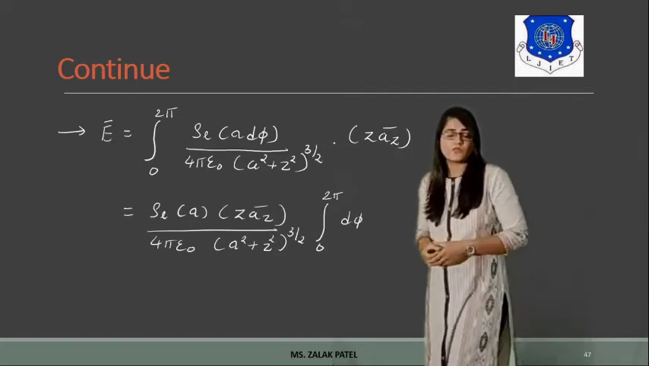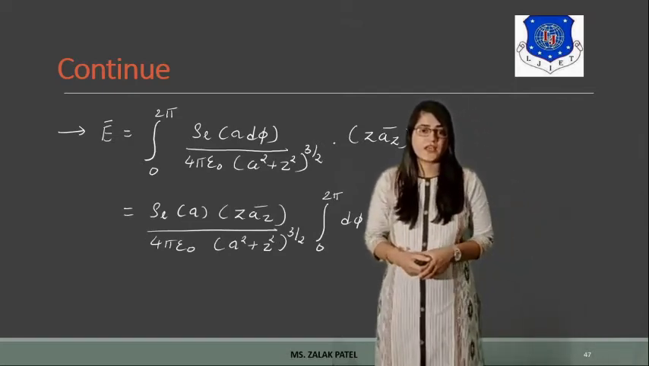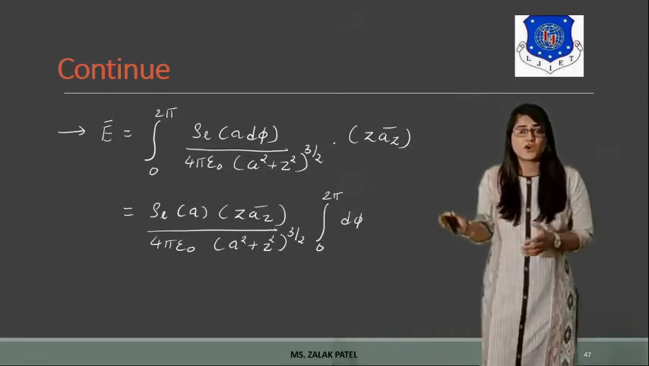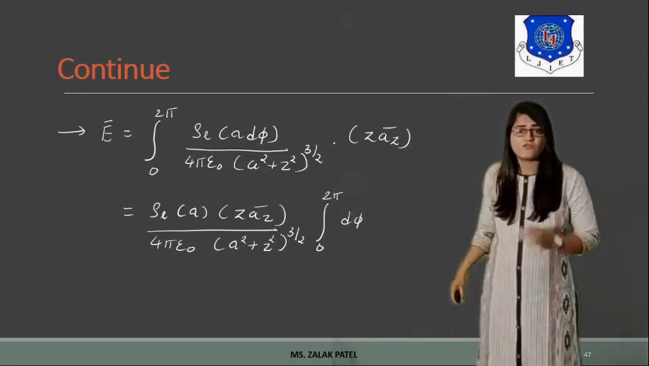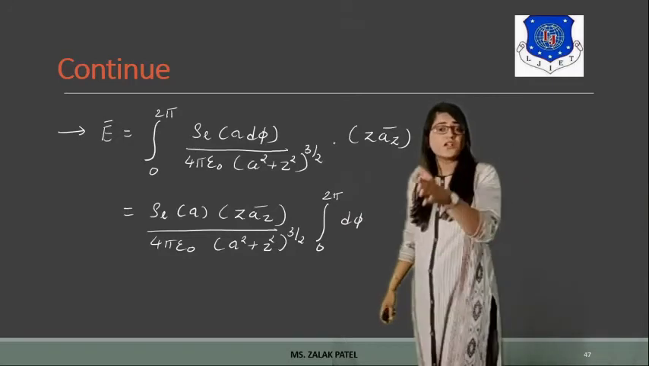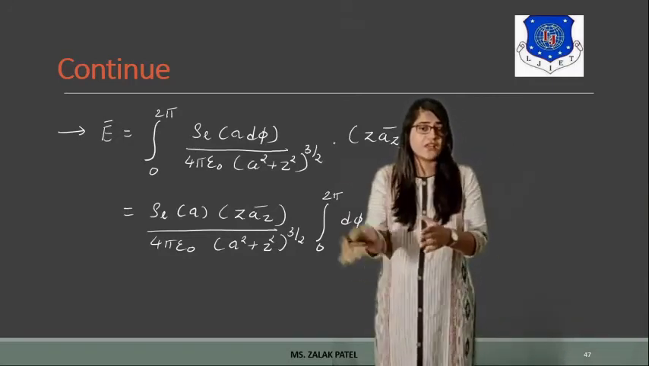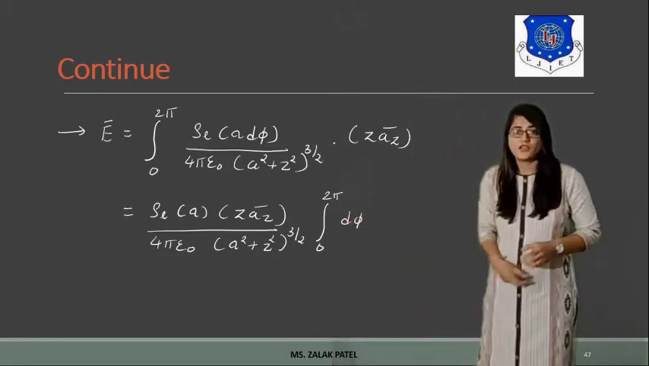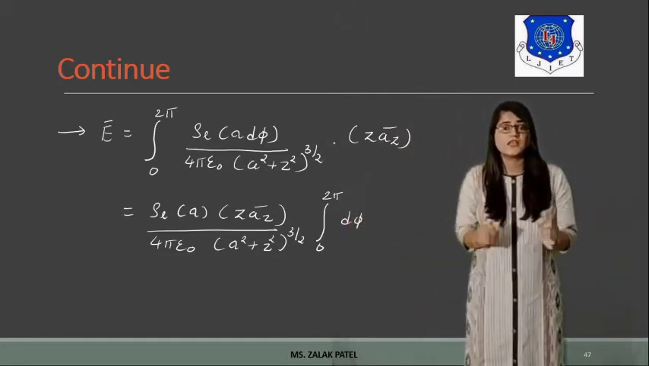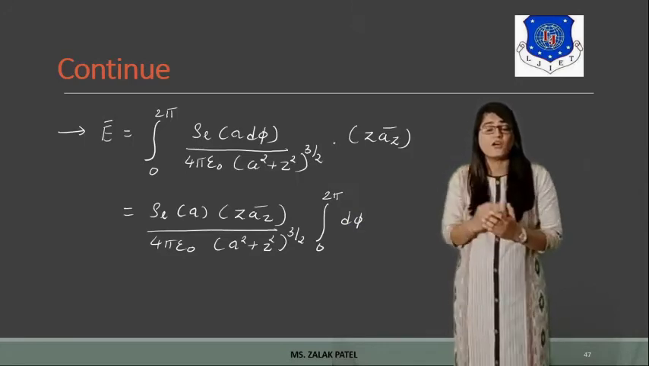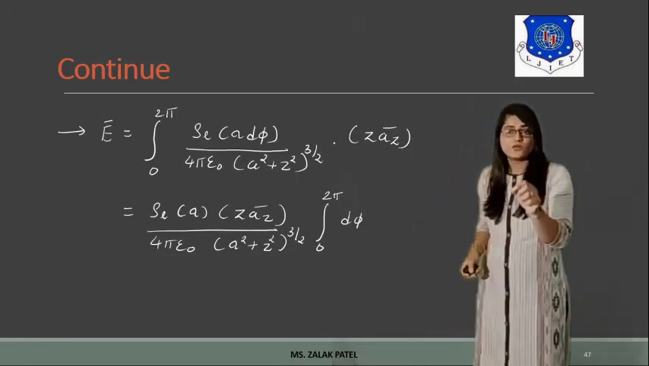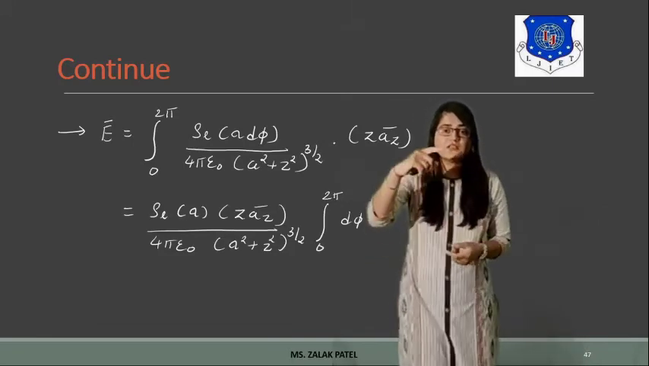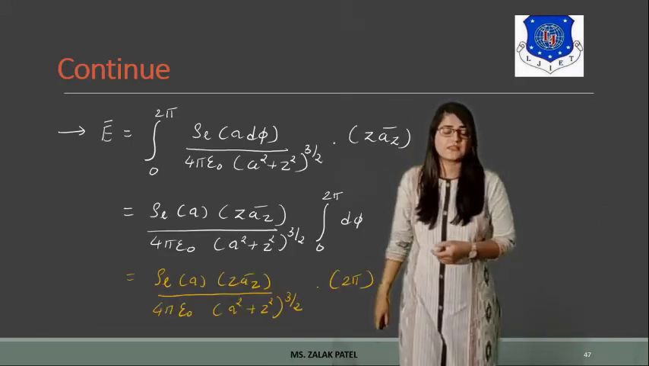Now if we do the simplification, rho L into a as it is, z as it is. Why do we take these terms as constants? Because the integration is taken with respect to phi, and with respect to phi all these terms are constant. That's why we take them out of the integration. So the remaining part is only the integration from 0 to 2 pi of d phi. There is no term of phi present, so the integration of 1 is phi and the limit is 0 to 2 pi. So the remaining term is like this.